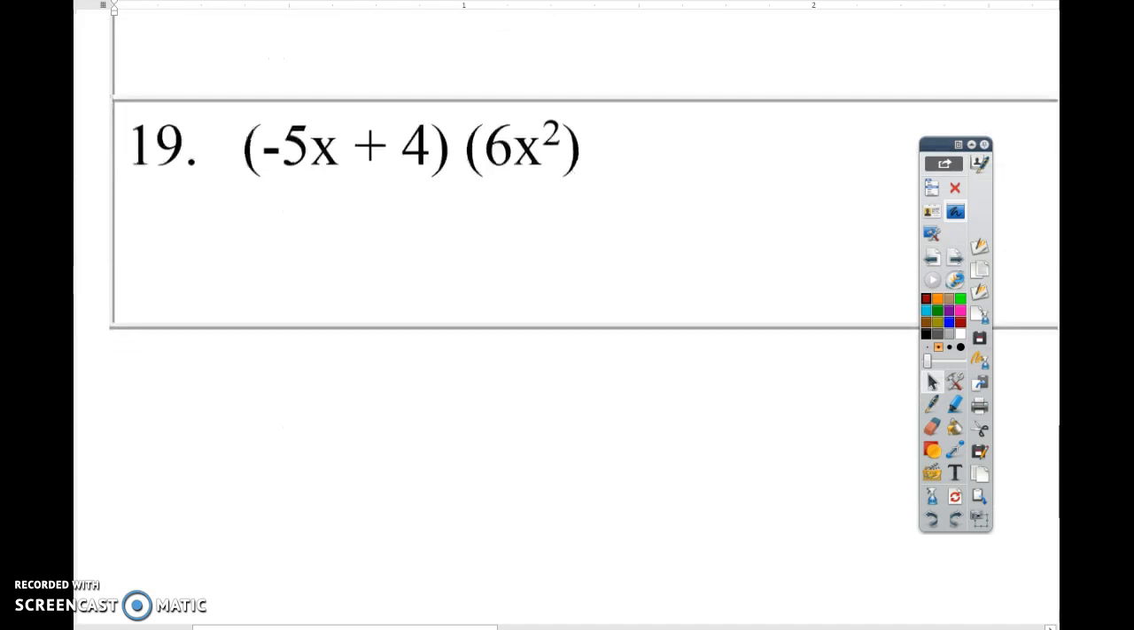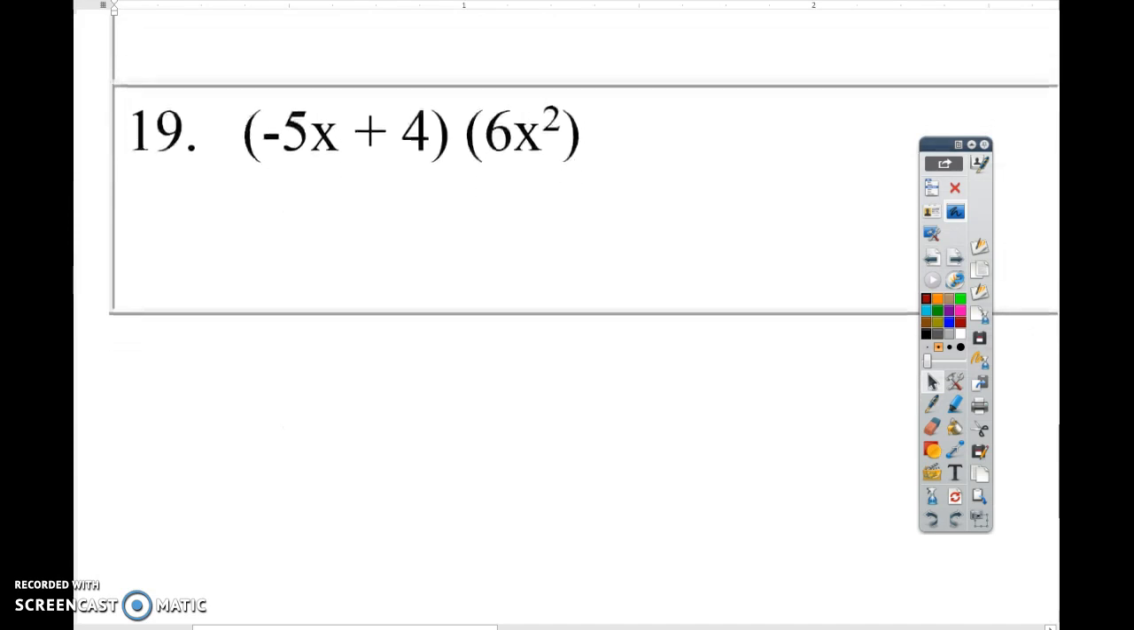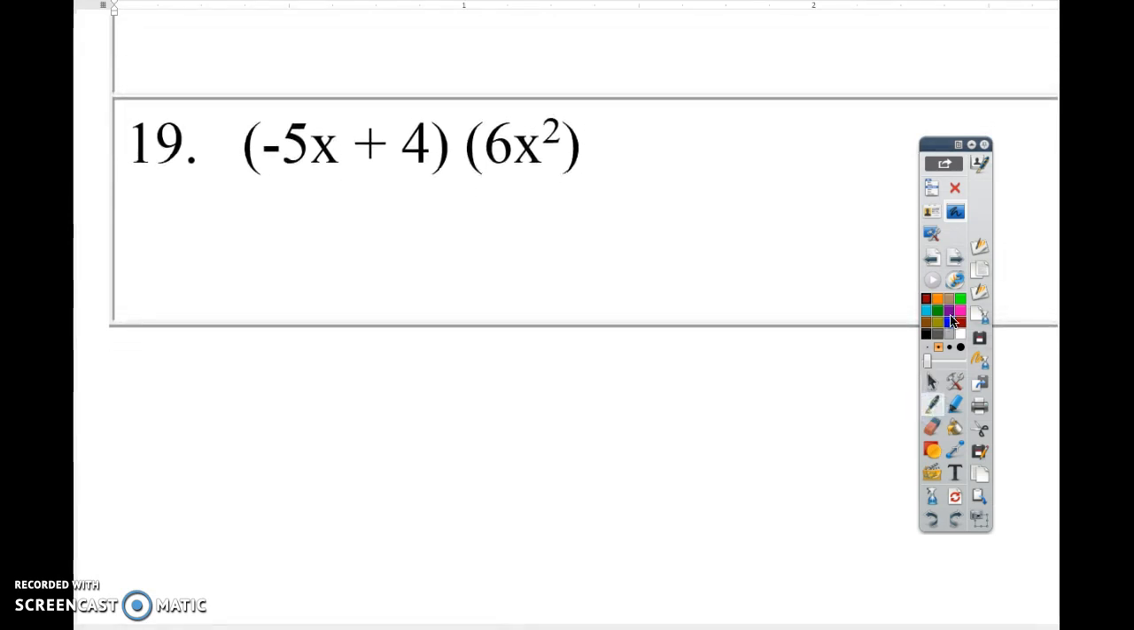Number 19. We're going to distribute the negative 5x times 6x squared. Negative 5 times 6, put it in the calculator. Negative 5 times 6 is a negative 30. Count your x's. There's 1 here, 2 here, so it's x cubed.